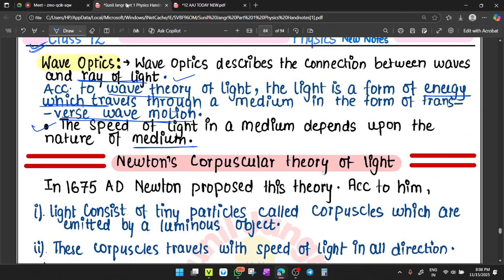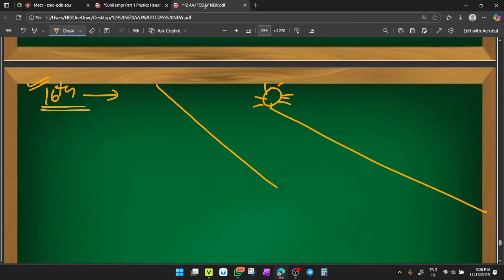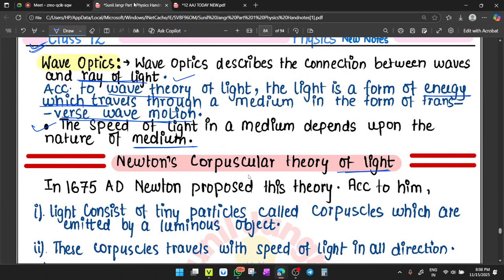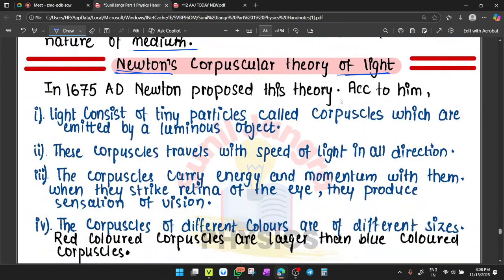So he proposed the corpuscular theory of light. Because first there was a question about the existence of light, that light is coming from the sun, having which nature. So Newton suggested the nature of light, and it is called Newton's corpuscular theory of light. This is 1675 AD, almost approximately 400 years from now. 400 years from now, Newton suggested a theory.